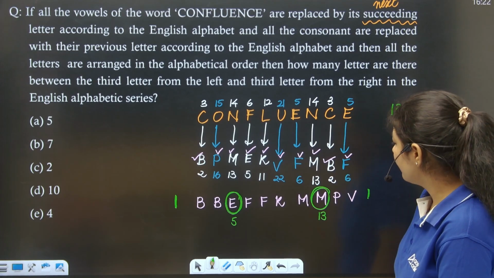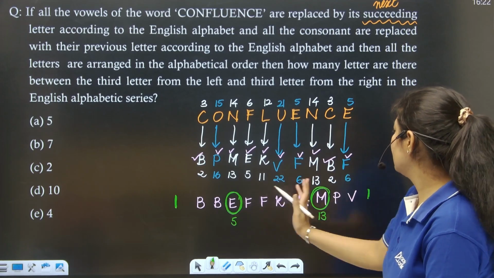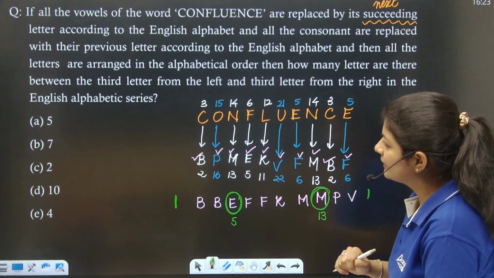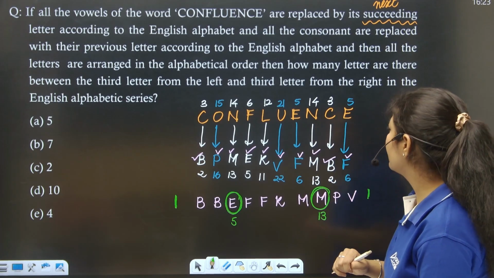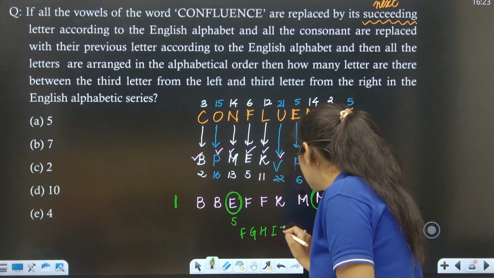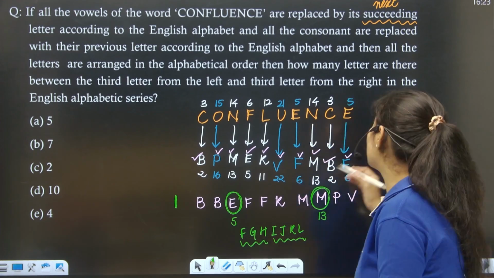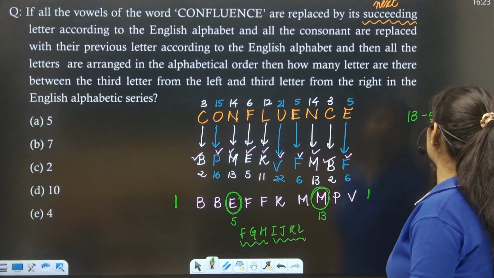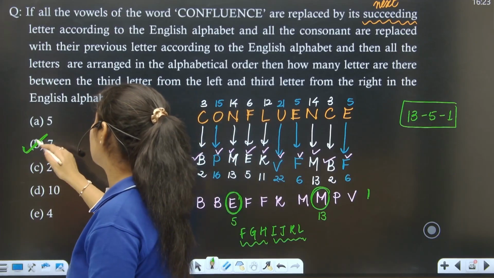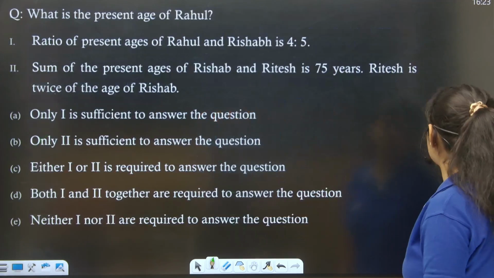Wait, what have we done here? 13, yes, 13 and 5. Let's check. We have F, H, I, K, L. We have 7. Okay, yes, 13 minus 5 minus 1, we have to perform it like this. So basically option B is the correct one, with 7 elements, right? Next.